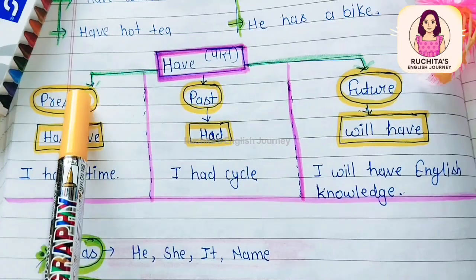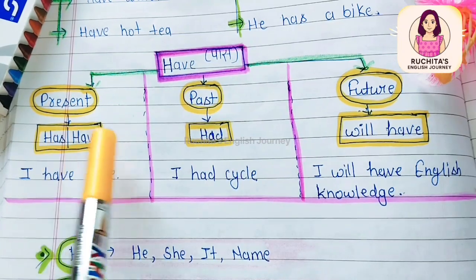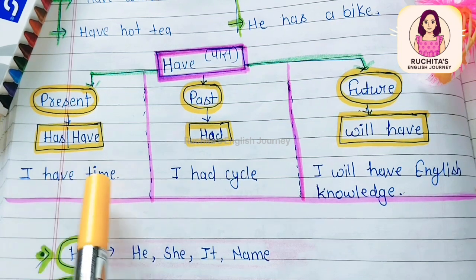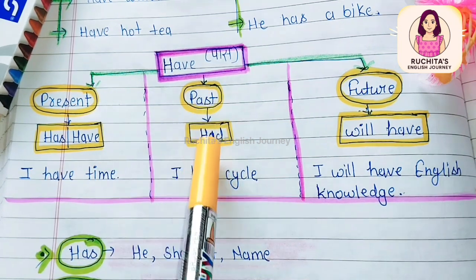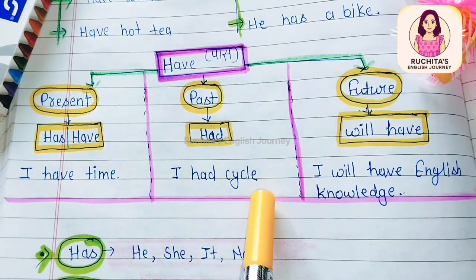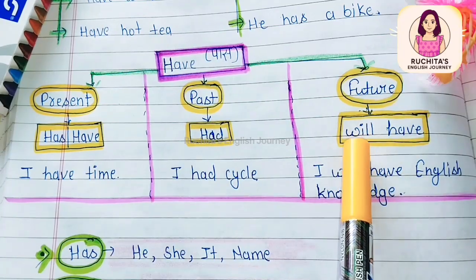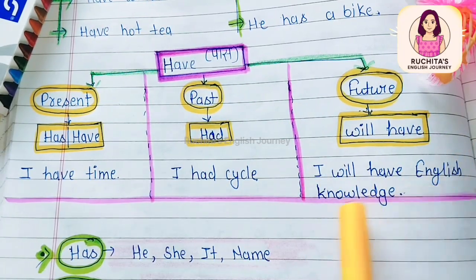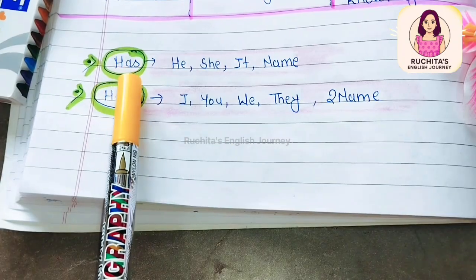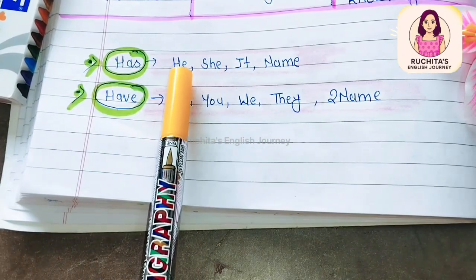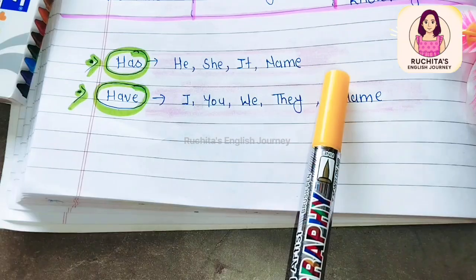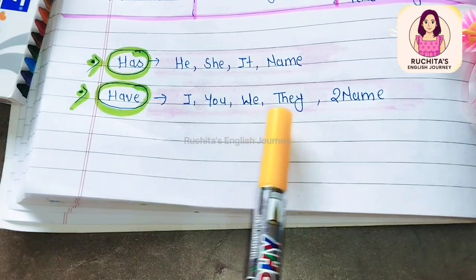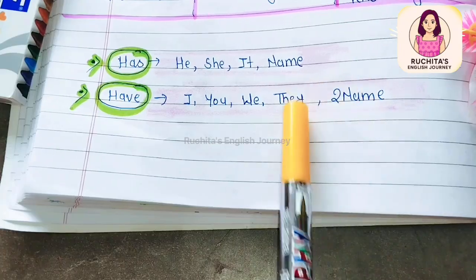Now, in present, we use has, have. For example, I have time. In past, we use had. For example, I had a cycle. In future, we use will have. I will have English knowledge. Now, has is used with he, she, it, and names, and have is used with I, you, we, they.